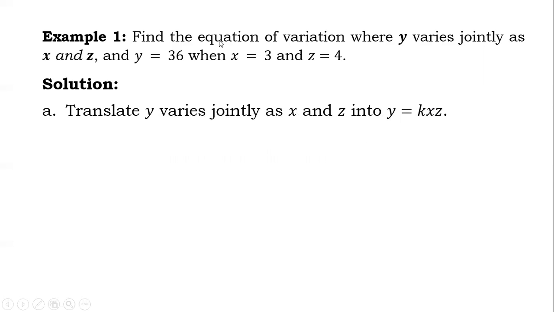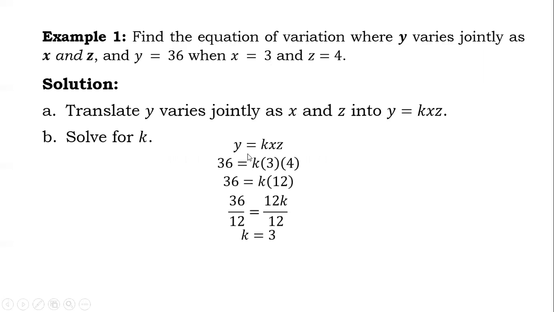The first thing we're going to do is find the value of k, or solve for k, in order for us to write an equation of variation. So we have the equation y is equal to k times x times z. Simply substitute the given values. We have the value of y, which is 36, equal to k times 3, the value of x, times 4, the value of z.